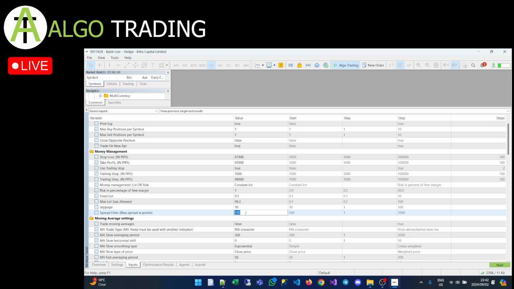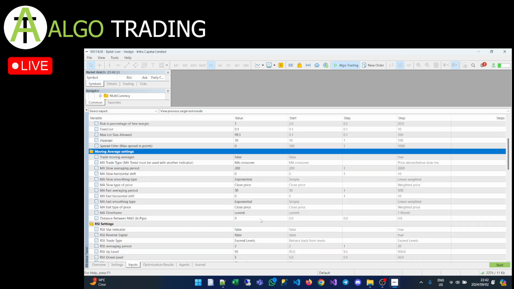There is an option for max lot size, slippage, and spread. So if your spread is more than 100 or 200 or 300, whatever, it won't go into a trade. But if you want to set these to 0, you could just set them to 0, and then it won't have any effect. Okay, let's go through some of the indicators.